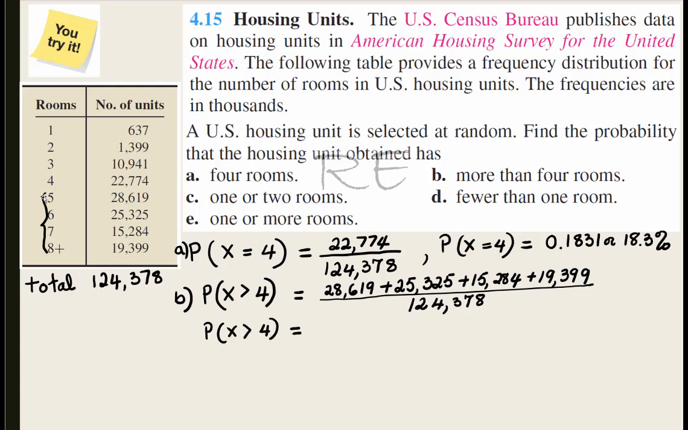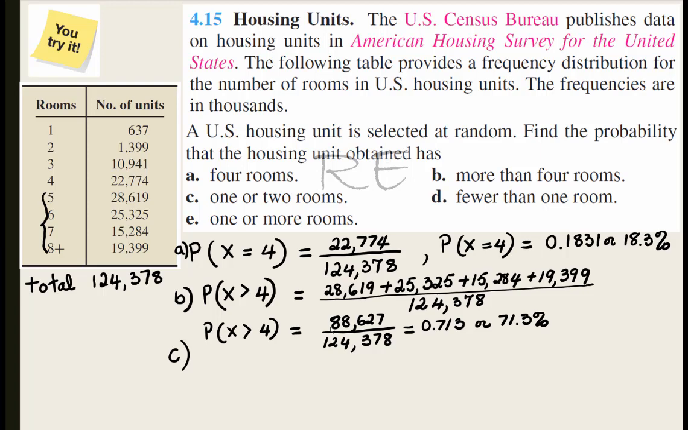We've previously done it with a calculator, and the total is 88,627, which will be divided by 124,378. That probability, as a decimal, is 0.713, which is 71.3%.